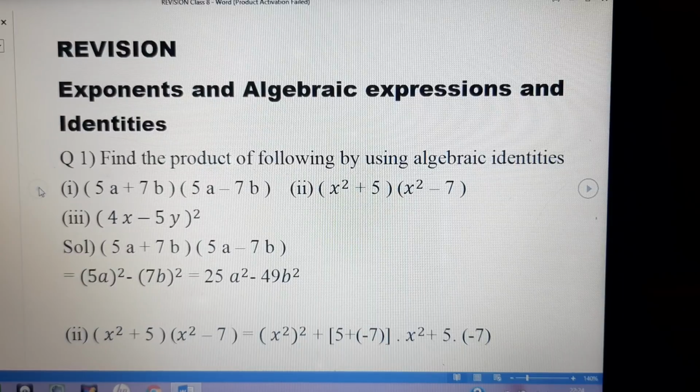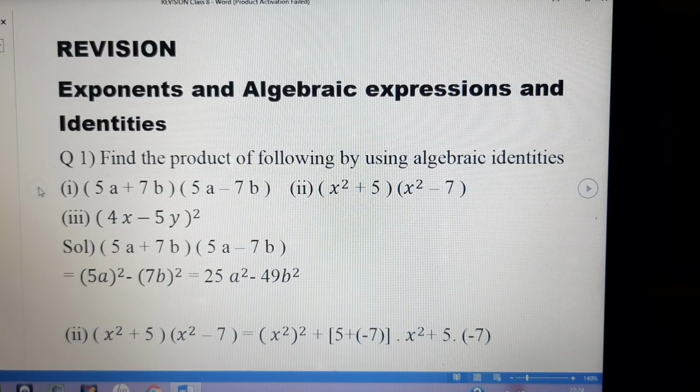Good morning, students. Today we are going to revise the chapters exponents and algebraic expressions and identities, because these two chapters are going to come in your test in the coming assessment. So let us revise them. And after this, you have to practice on your own. There will be no assignment for today.